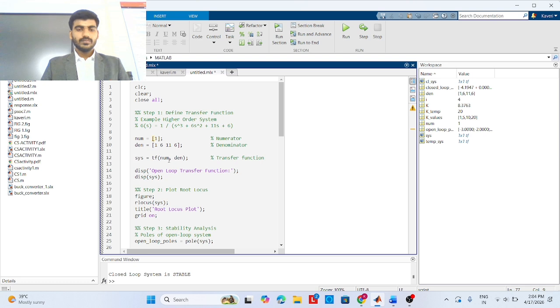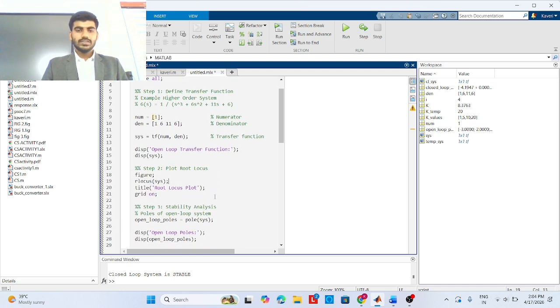Next, step 2. This is the equation 1 upon s cubed plus 6 s square plus 11s plus 6. So the next step is the root locus plot. Here I plot the root locus using rlocus. This graph shows how the system poles move in the s plane as the gain varies.